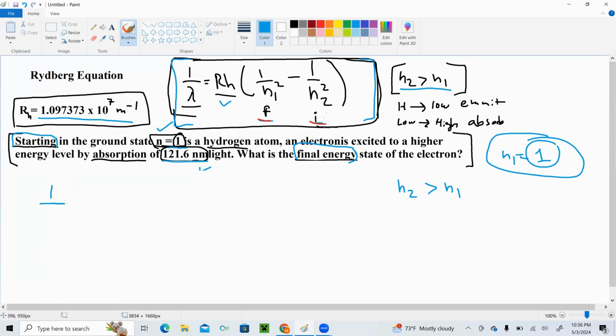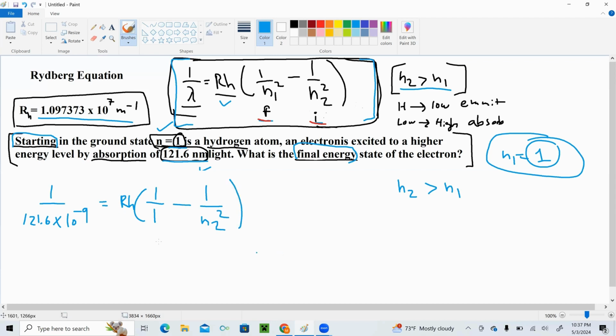Now we plug in everything. So 1 over 121.6 nanometers, so times 10 to the minus 9, is equal to, I'm just going to leave R_H, but we know that this is this number, 1.097, times 1 over 1 squared (n1 equals 1) minus 1 over n2 squared.